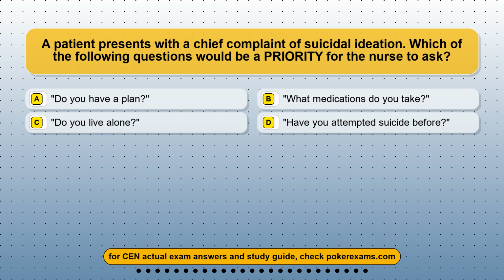Question 2. A patient presents with a chief complaint of suicidal ideation. Which of the following questions would be a priority for the nurse to ask? Option A, do you have a plan? Option B, what medications do you take? Option C, do you live alone? Option D, have you attempted suicide before?